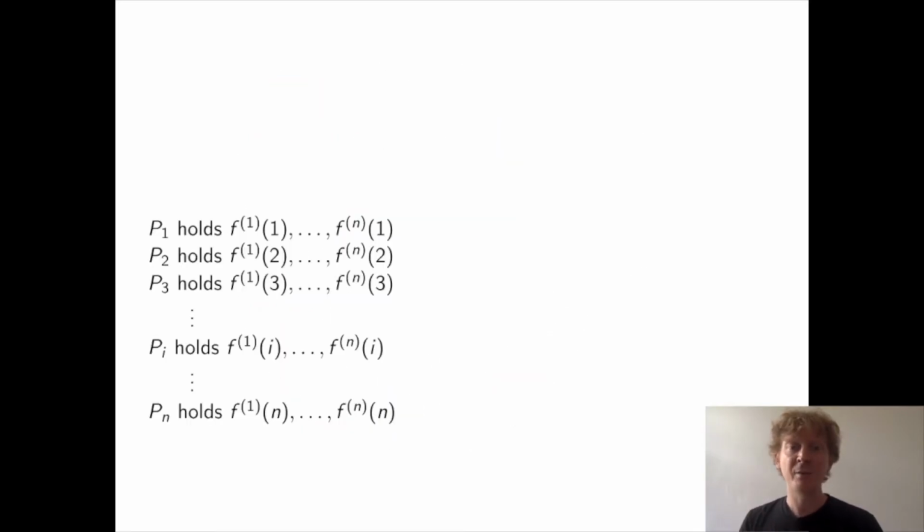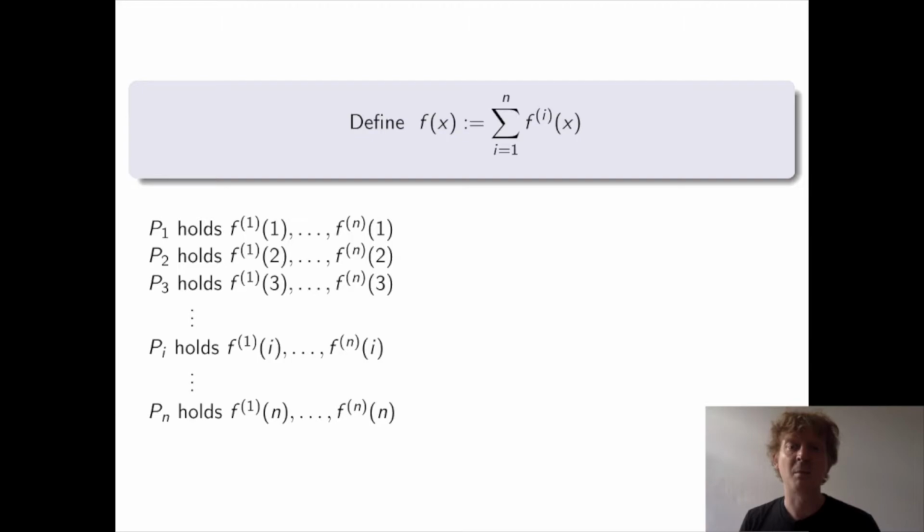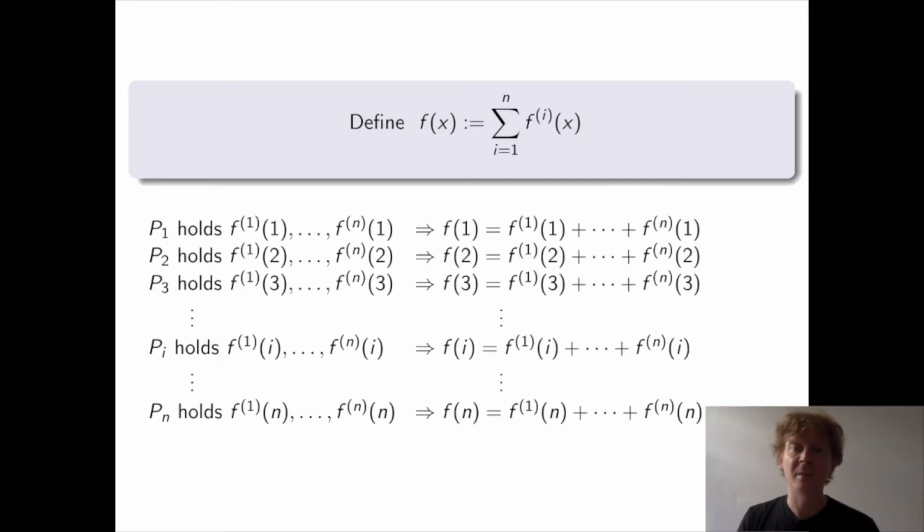Now at the end, every player knows the evaluation of all n polynomials at their own position. So for example, player 3 knows the evaluation of f1 or f2 at position 3, but not at any other position. Now the trick is that we define the shared polynomial f simply as the sum of all of these polynomials. Now every player is able to compute the evaluation of f at their own position, and thus holds a share of the common polynomial f.